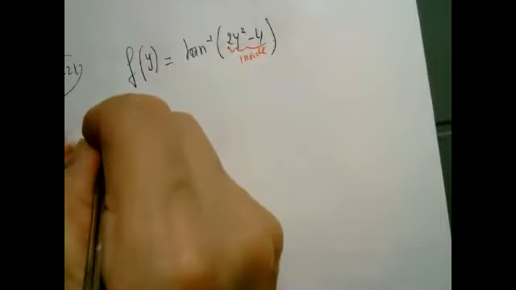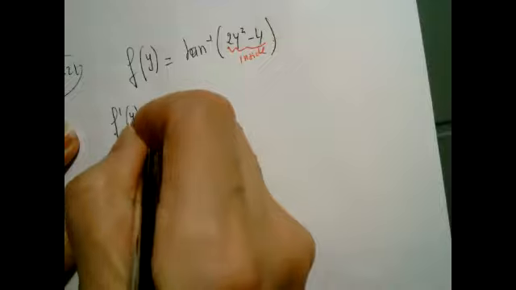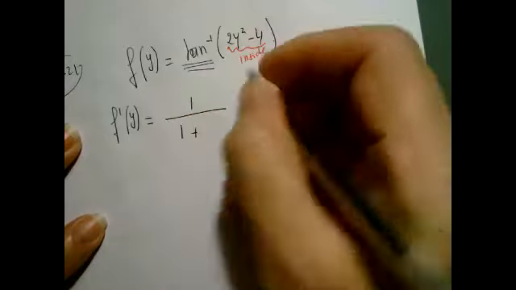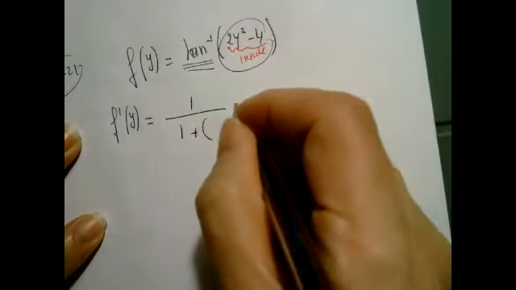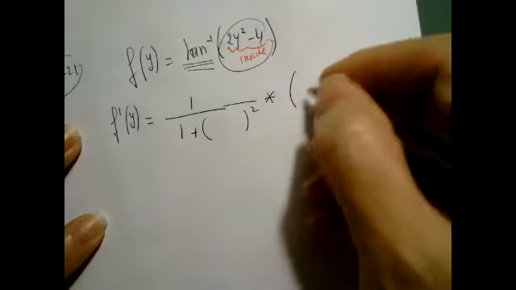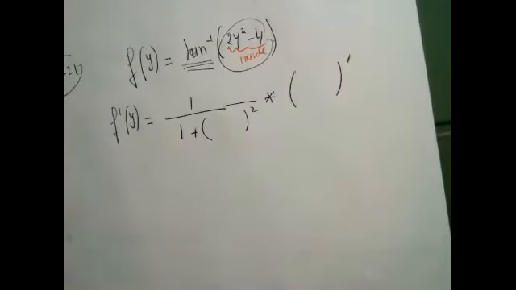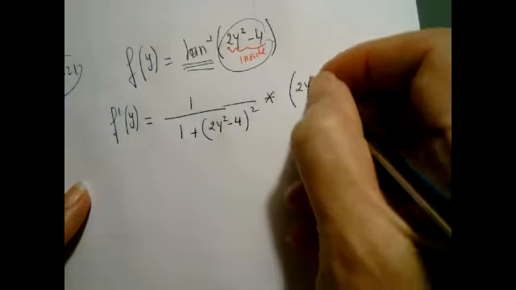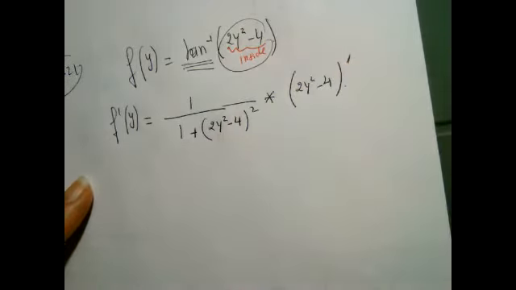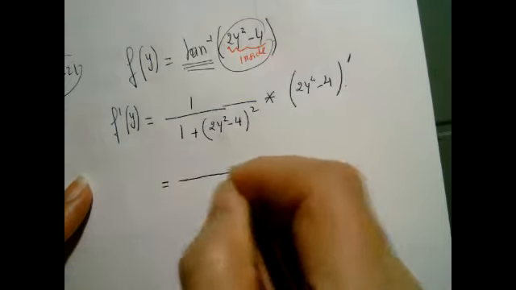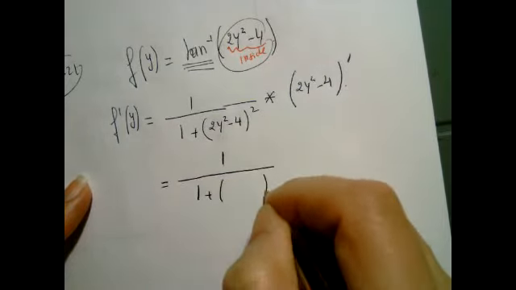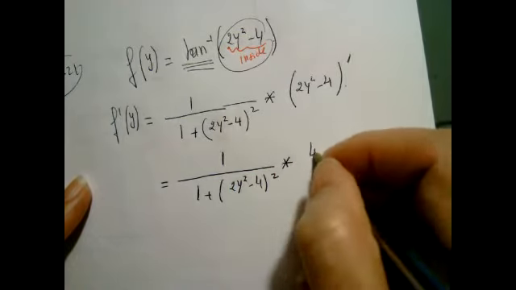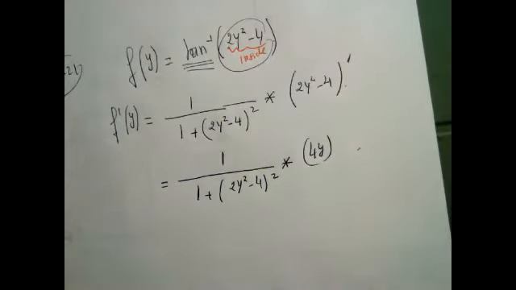So what is my f prime? The derivative of the outside, which is 1 over 1 plus, evaluated at the inside, times the derivative of the inside. Now I just put my inside in here. And now let us evaluate this. It's 1 over 1 plus 2y squared minus 4, times the derivative of that, which is 4y.